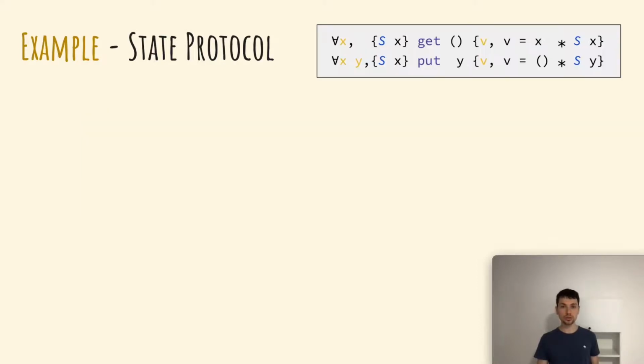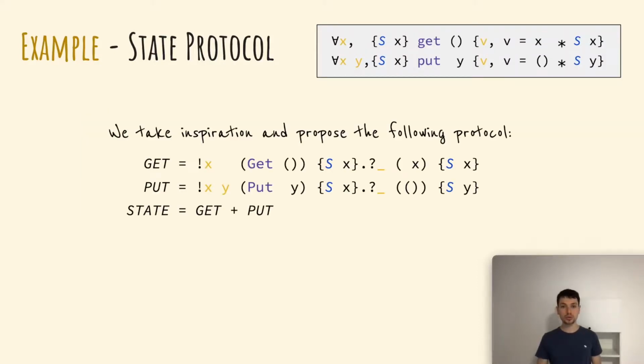Now let's move on to the protocols. So the protocol state is a sum of the protocol get and put. It reads as we can either perform the effect get or the effect put. The protocols get and put are similar to the specifications of the functions get and put and read basically in the same way.